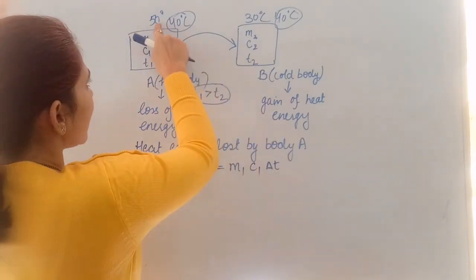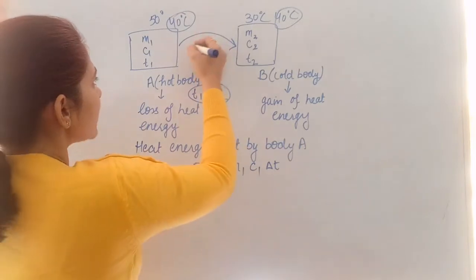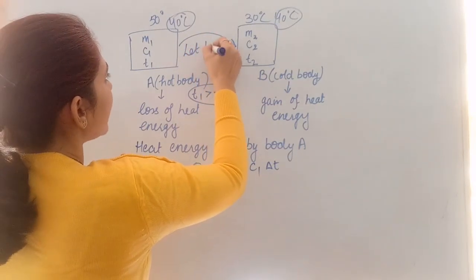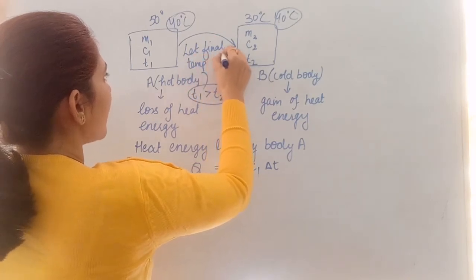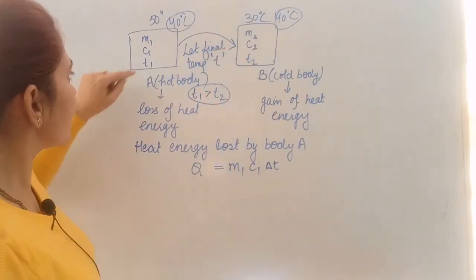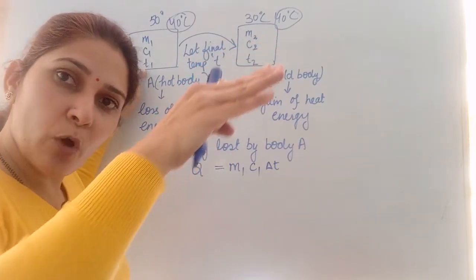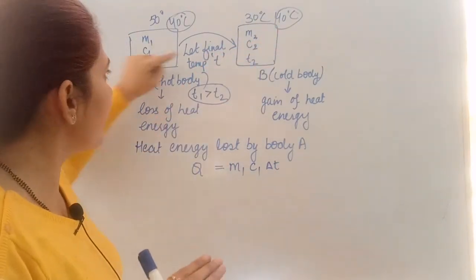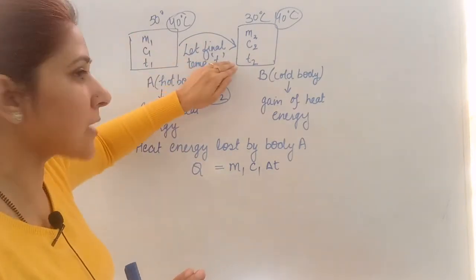Like we did in this case, here it was 50, here it was 30, and finally it came to 40. So let the final temperature be T for this situation. That means this hot body is losing heat and its temperature falls. It comes from T1 to T. Initially it is high and now it is coming to T.